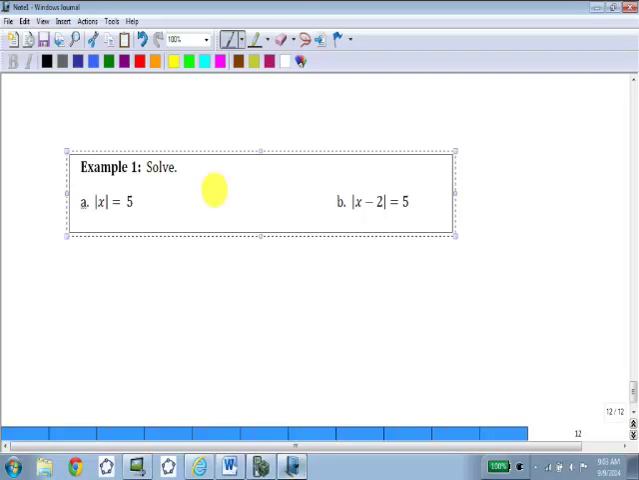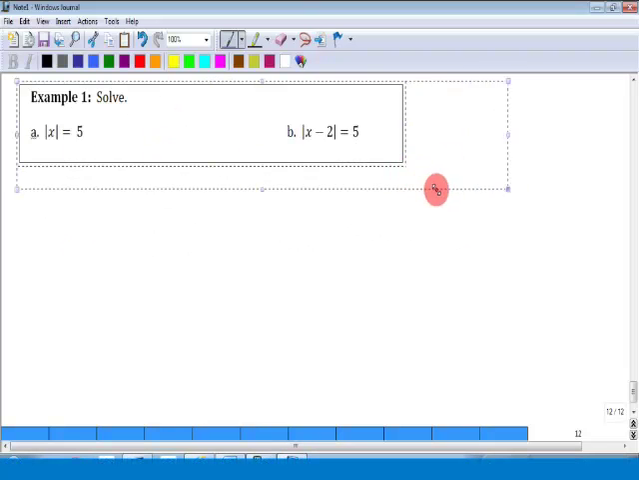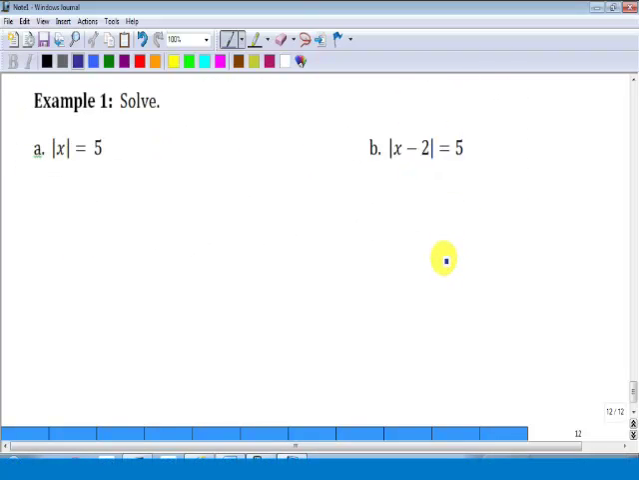So, some things we have to keep in mind when solving absolute value equations. What two numbers can you think of that have an absolute value of 5? Right off the bat, if I put a 5 inside those absolute value bars, that makes the statement true. If I put a negative 5 inside, that also makes it true. 5 has an absolute value of 5, negative 5 has an absolute value of 5. So we get two solutions there.